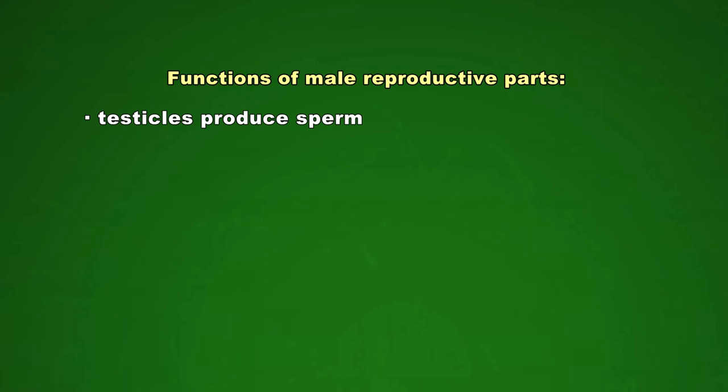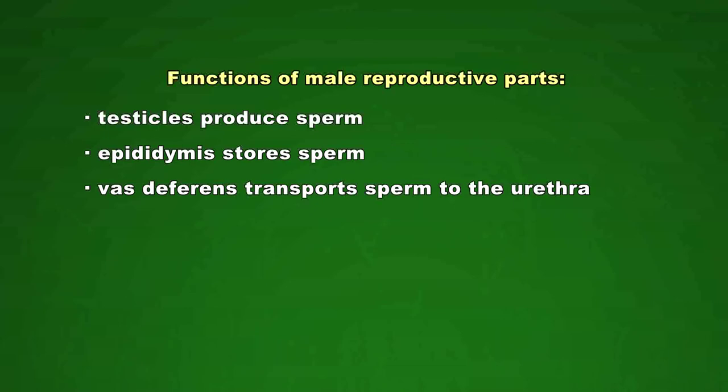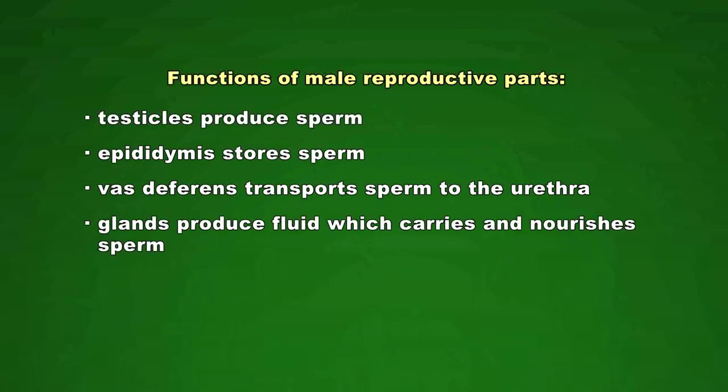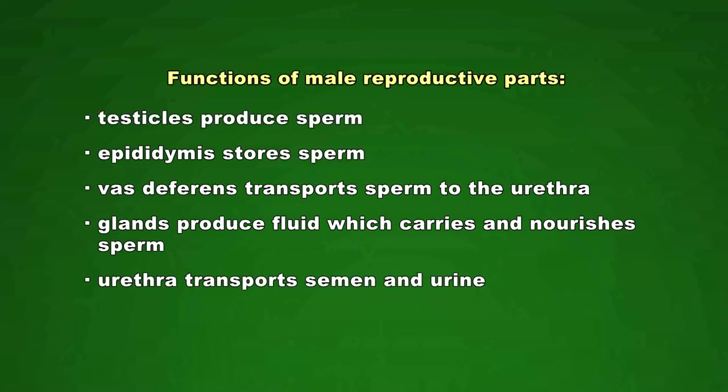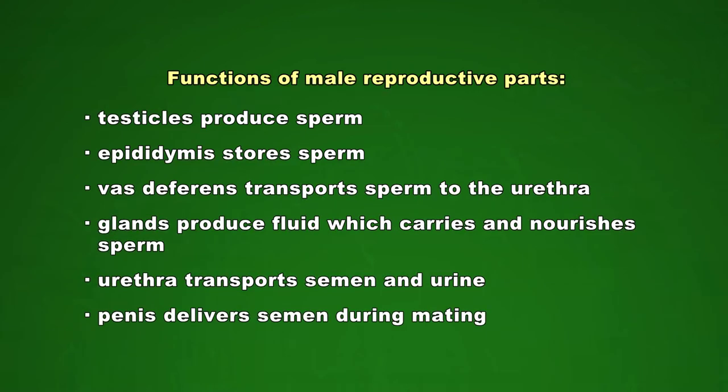The testicles produce sperm, while the epididymis stores the sperm. The vas deferens transports sperm to the urethra. There are glands that produce fluid which carries and nourishes the sperm. The urethra transports semen and urine, not at the same time. The penis then delivers semen during mating.